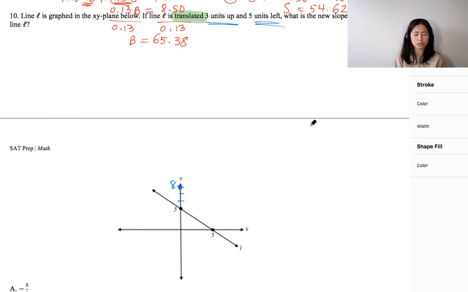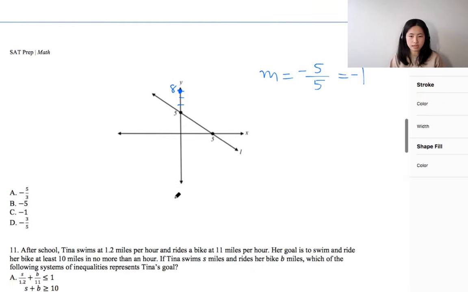And how do you know your slope is -1? Well, if you're looking at 5, right? Rise over run. So we know that this is a negative slope because it's at quadrant 2 and quadrant 4, right? So that means this is -5 over 5. So this is -1, right? And the new slope is still going to be -1. That's why it's C.